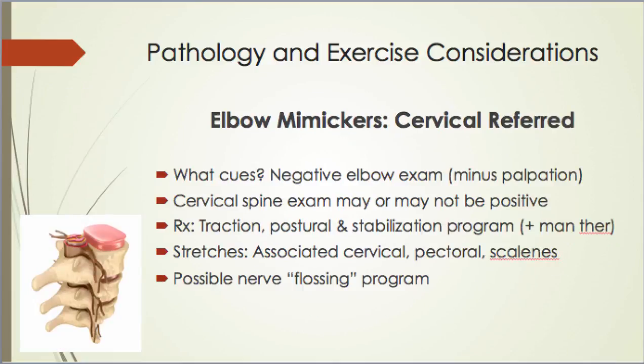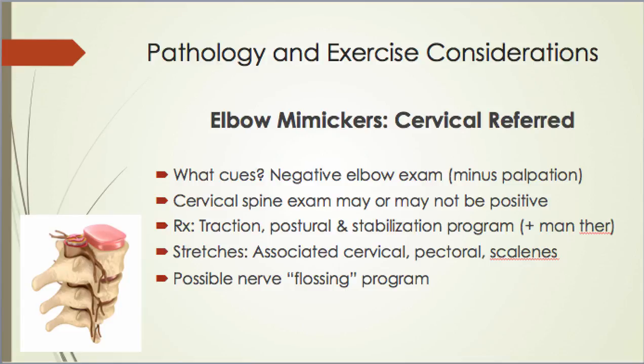All right, so moving on to elbow mimickers, cervical spine referred pain. What might give us a cue of that? Well, if there's a negative elbow exam, minus the palpation, because almost everyone's going to be tender there, a negative elbow exam, no pain with range of motion, resisted tests, the joint feels normal, all those things, then we should think that the cervical spine is possibly contributing. The cervical spine may or may not, unfortunately, be positive. So you can do an exam on the neck and it may not show anything. And I'll tell you a story about that tomorrow.